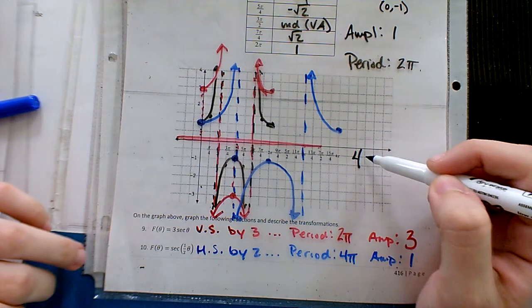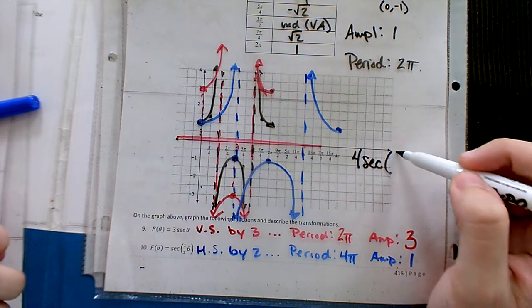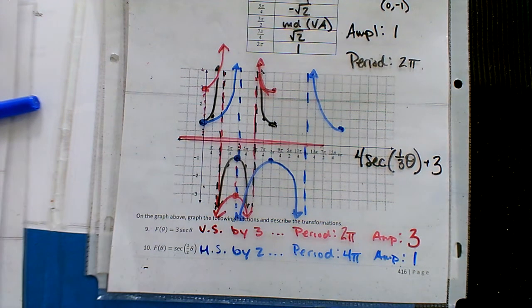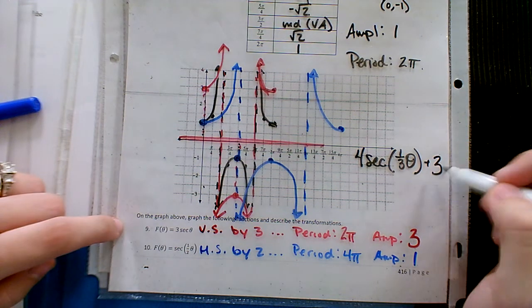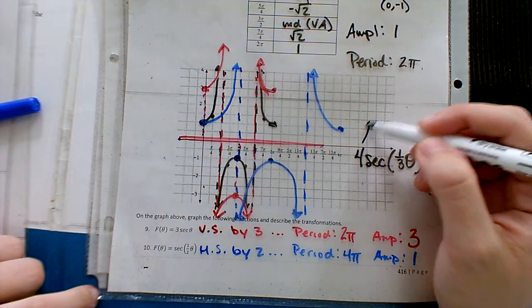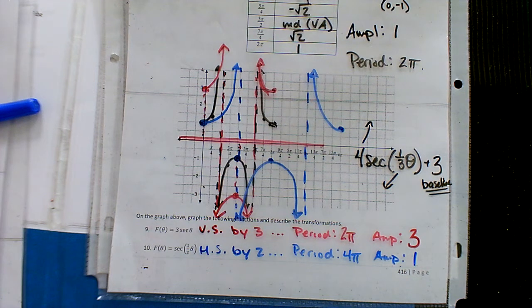We have 4 secant of 1/3 theta plus 3. We're not going to graph it. Okay, we're just going to talk about some transformations. What can we identify about that graph? Yeah? Baseline is 3. Good. Everything moved up 3. So that's where your middle is. What about the 4 or the 1/3 inside?